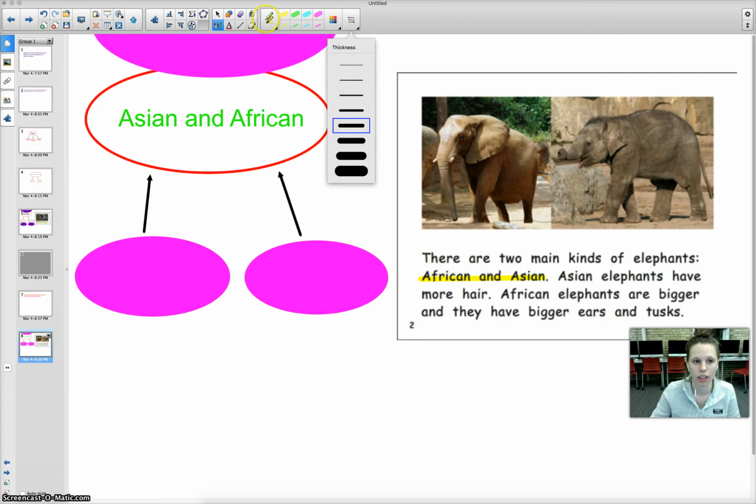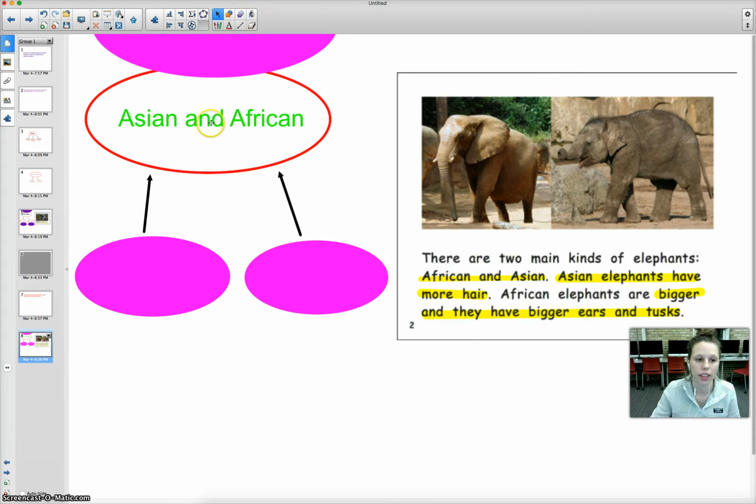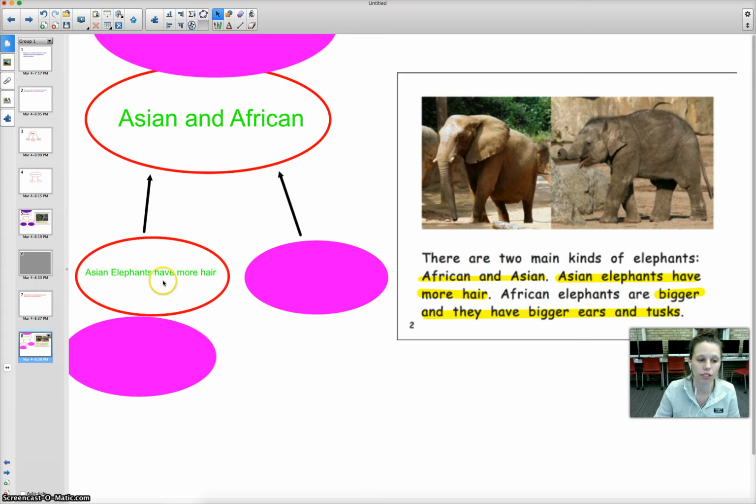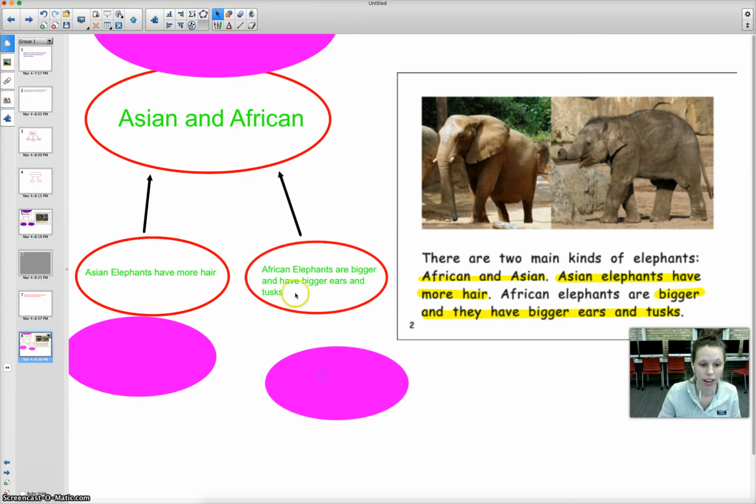Now, okay, so I'm going to reread. That's my point now. I'm going to have to keep in mind there are 2 main kinds of elephants, African and Asian. Asian elephants have more hair. African elephants are bigger, and they have bigger ears and tusks. Oh, okay, so the reasons why there are two kinds is Asian elephants have more hair, and African elephants are bigger and they have bigger ears and tusks. So that's how we can prove that there are two kinds of elephants.